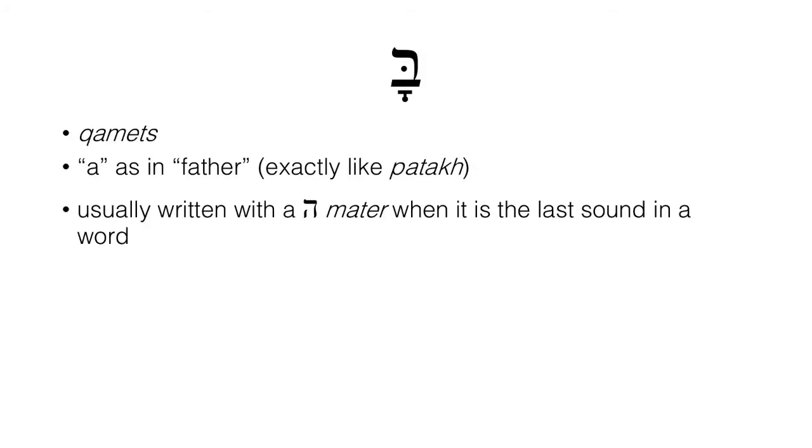The first long vowel that we have is kametz. Kametz has an A sound just like the A sound for patach. It's the A sound in the English word father. So the Hebrew on this page would be pronounced ba, and it would also be pronounced ba if it had a patach instead of a kametz under that letter bet. When you have a kametz as the last vowel in a word, you're going to have a hey written as a mater at the end of that word.